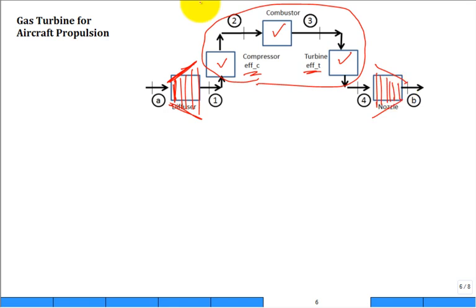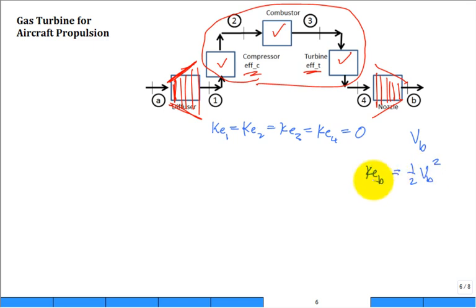So right away, you see that the kinetic energy at state one, that's related to the speed at one, and the kinetic energy at two, and at three, and at four are all negligible. But because the purpose of this engine is to kick out at high exit speed V sub B, do you think the 1/2 V_B squared, which is the kinetic energy at B, is negligible? No, it's not negligible. We want a high exit speed.